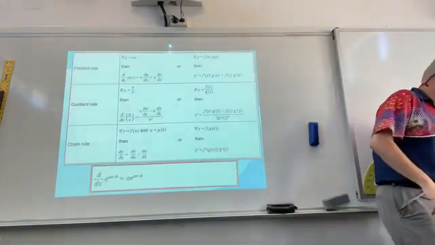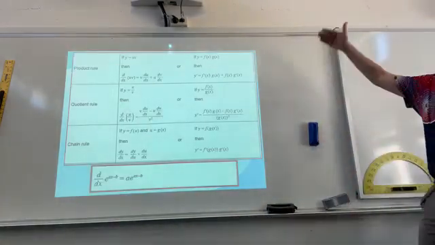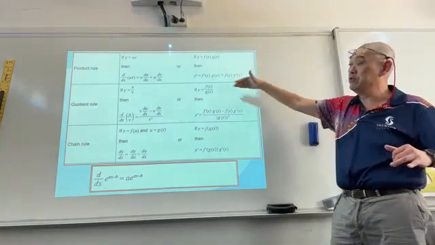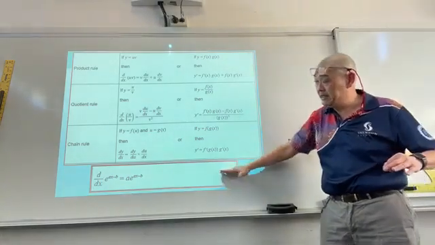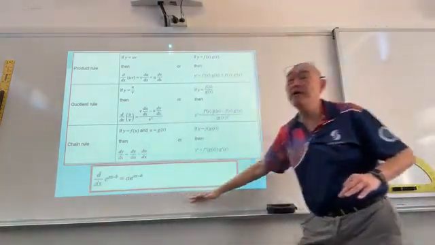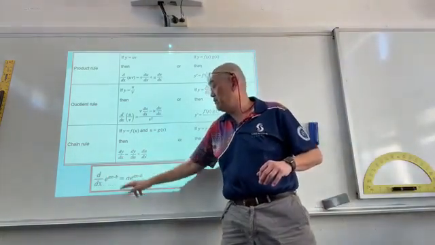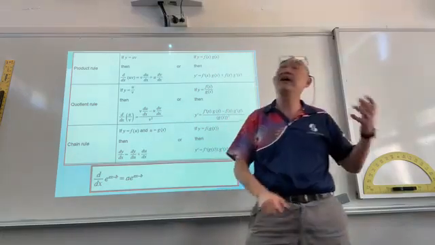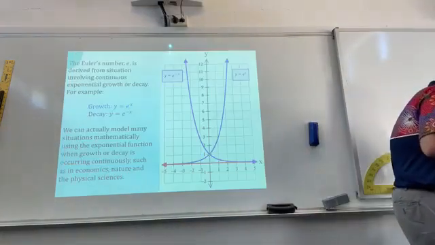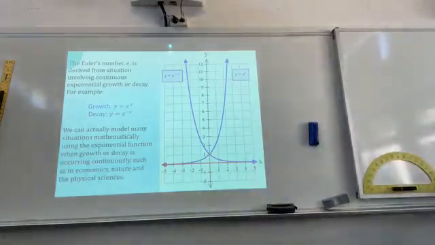Now, this is what you need to know: your product rule, your quotient rule, your chain rule, and this is all in your formula sheet. So d/dx of e to the power of ax minus b is a e to the power of ax minus b. Now, let's start to have a look at this general slide.